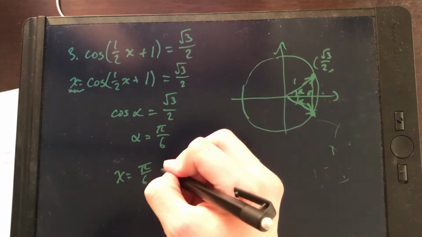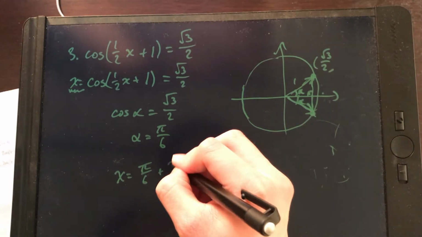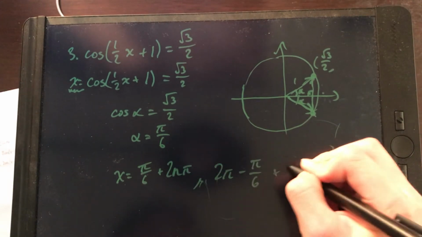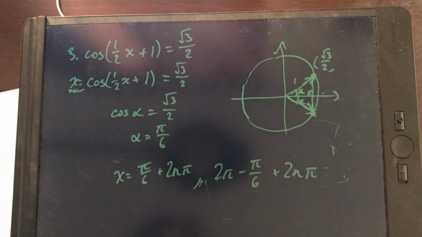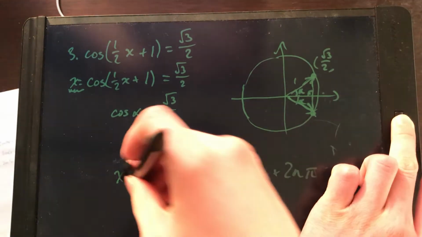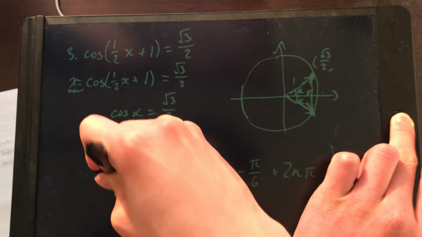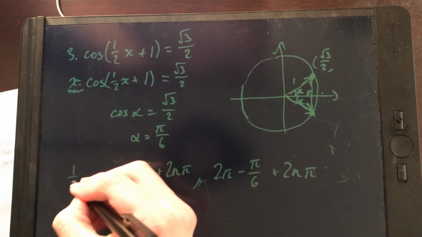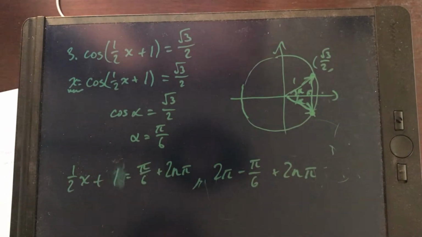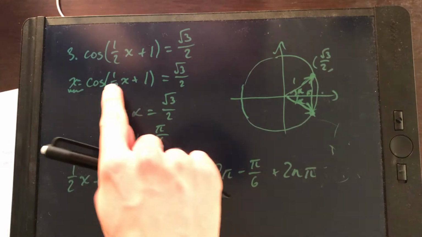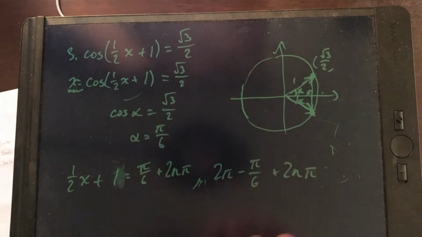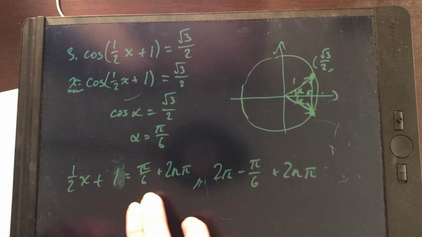And don't forget, you need to add your multiples of 2 pi. So plus 2n pi, plus 2n pi. And I made a small mistake here. In fact, we were looking for the argument. This is a common mistake. I made it right now. So we were actually solving for the argument 1/2 x plus 1 is equal to one of these angles.